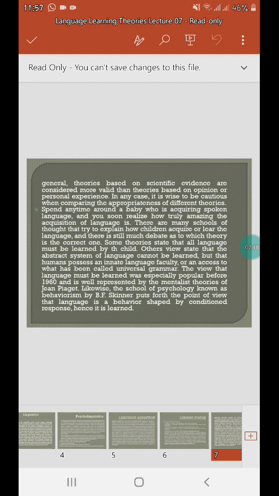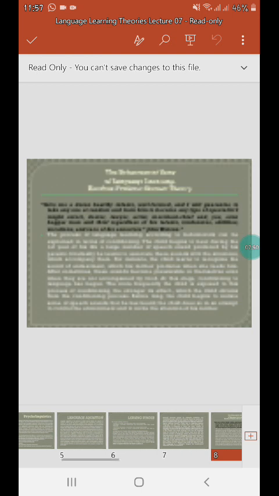General theories based on scientific evidence are considered more valid than theories based on opinion or personal experience. Spend any time around a baby who is acquiring spoken language, and you soon realize how truly amazing the acquisition of language is. There are many schools of thought that try to explain how children acquire or learn language, and when we spend time with kids, we come across such experiences.